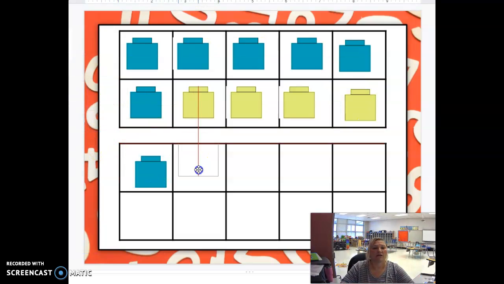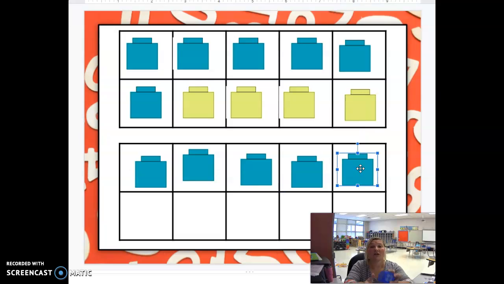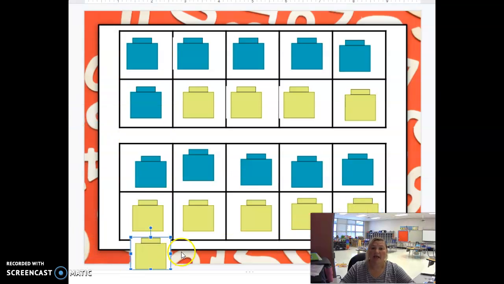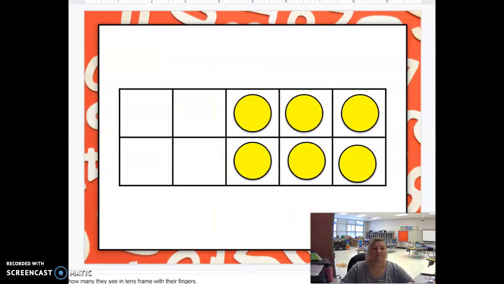1, 2, 3, 4, 5. Your turn. You're going to shake your dice. And your number is 6. 1, 2, 3, 4, 5, 6. And our tens frame is full. So that's how we play the game, roll and move. We fill our tens frame, counting as many as we can.